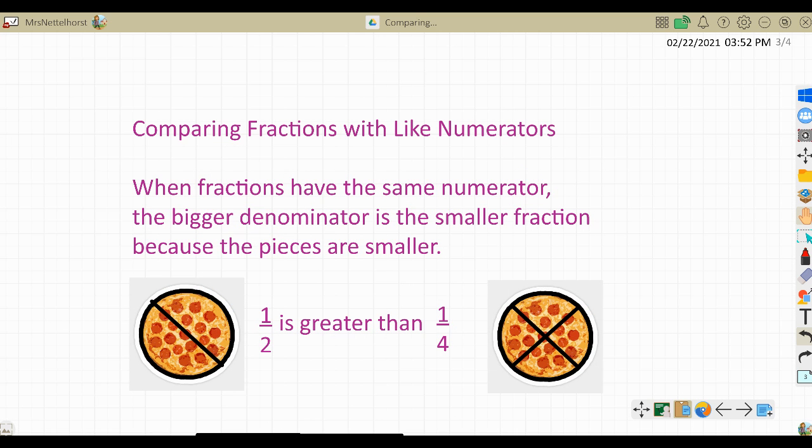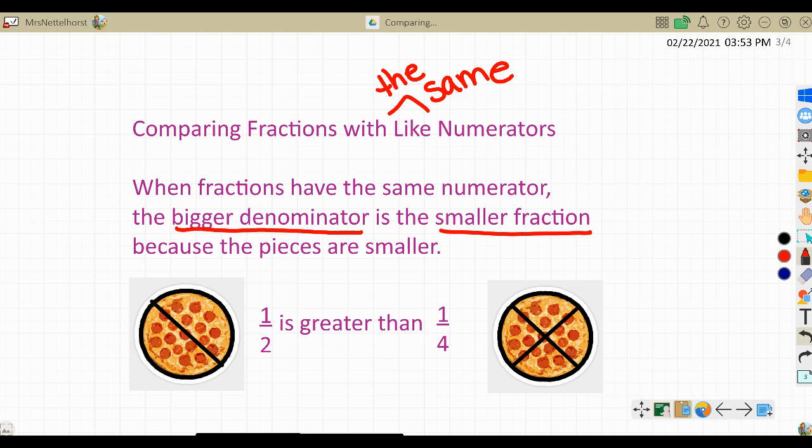Okay, so now we're comparing fractions with like numerators. Now, in this case, like means the same. So when you have 2 fractions with the same numerator, how do you compare those? So when fractions have the same numerator, the bigger denominator is the smaller fraction. So the bigger denominator is the smallest fraction. And the reason is because the pieces are smaller.